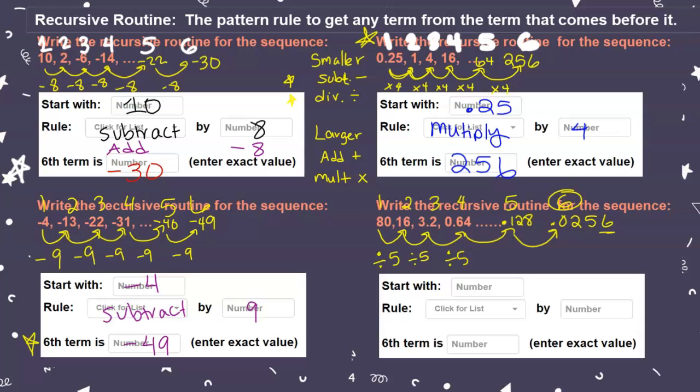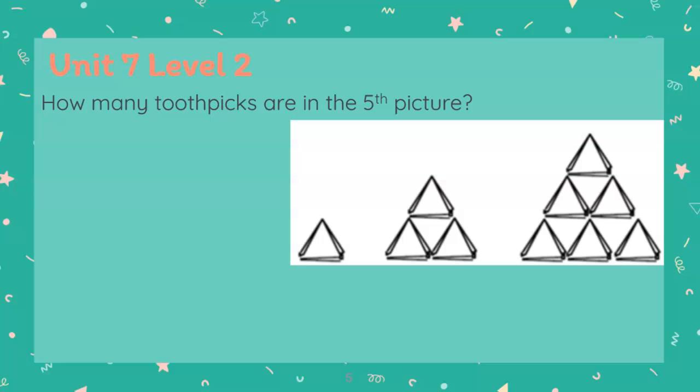Let's fill in the blanks. I start with the number 80. We found out that we divide by 5 and that our sixth term is 0.0256 or 256 ten-thousandths. This next example was a little trickier in your homework for patterns, so I thought we would do it in the notes.